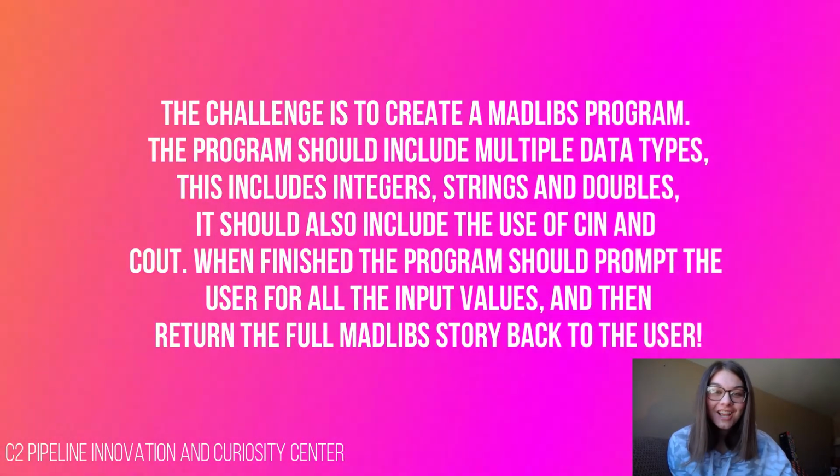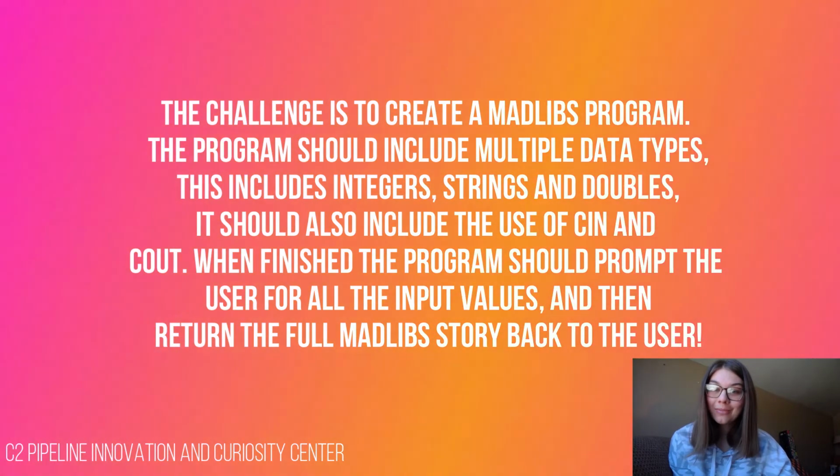Alright, here's the challenge. The challenge is to create a Mad Libs program. The program should include multiple data types. This includes integers, strings, and doubles. It should also include the use of cin and cout. So this means you're going to be inputting information from the user and also sending information out to the user. When the program is finished, you should prompt the user for all the input values. So this is all the different words and stuff that you would put into the story. And then you're going to return the full story back to the user. So that being said, you can either pause here and try to solve this on your own, or you can hang tight and we can solve it together.